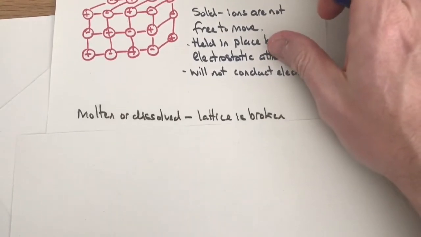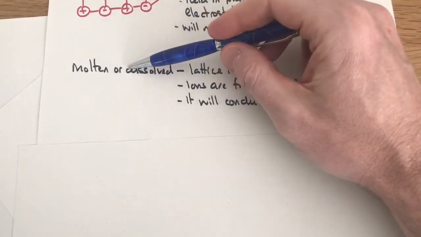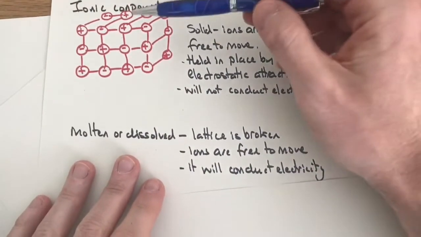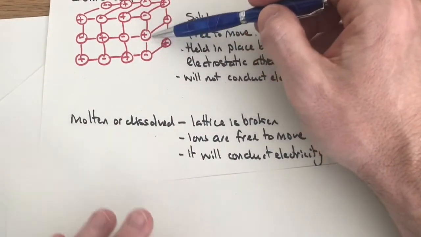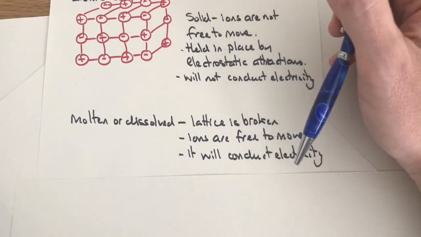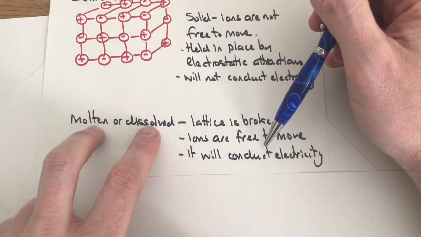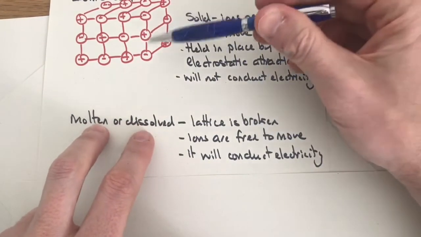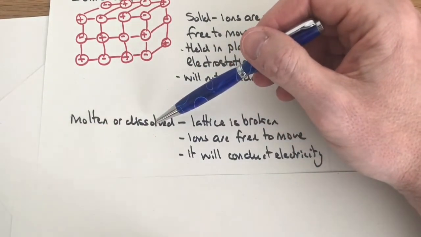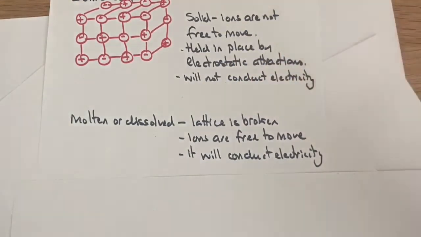What we can do is either dissolve it or heat it up and make it molten. When we do that, this lattice starts to break apart. Therefore, the ions are free to move and it will now conduct electricity. In order to do electrolysis, we have to have ionic compounds in either a molten or a dissolved state in a solution in order for electrolysis to happen. We're going to explain that part next.